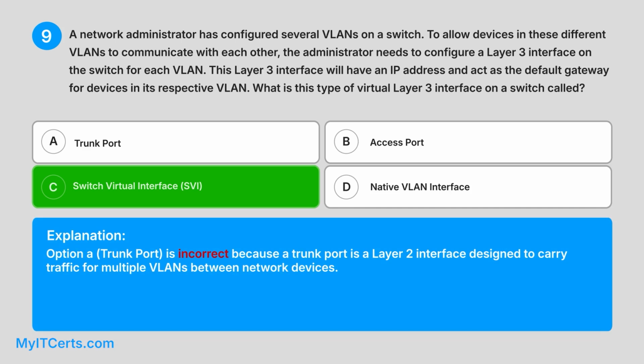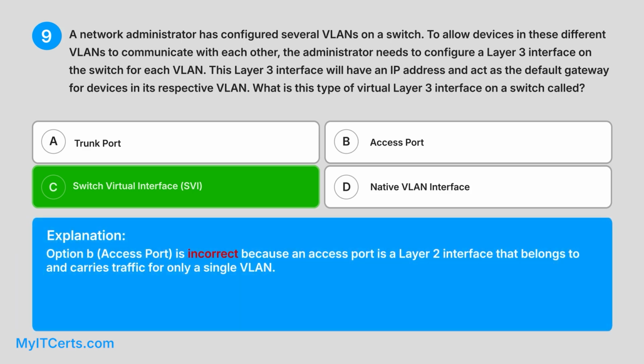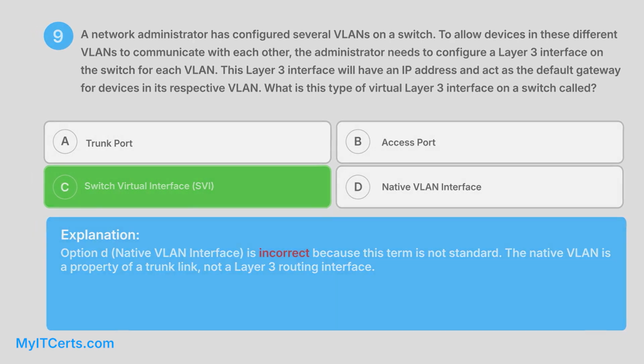Option A. Trunk port is incorrect because a trunk port is a Layer 2 interface designed to carry traffic for multiple VLANs between network devices. Option B. Access port is incorrect because an access port is a Layer 2 interface that belongs to and carries traffic for only a single VLAN. Option D, Native VLAN interface, is incorrect because this term is not standard. The native VLAN is a property of a trunk link, not a Layer 3 routing interface.